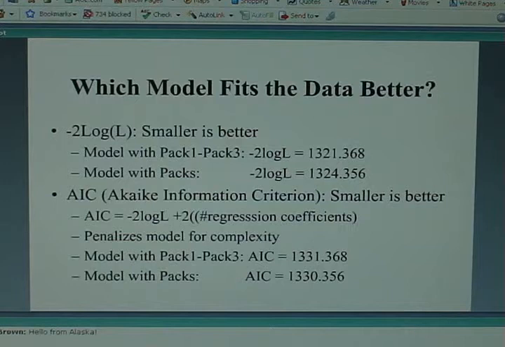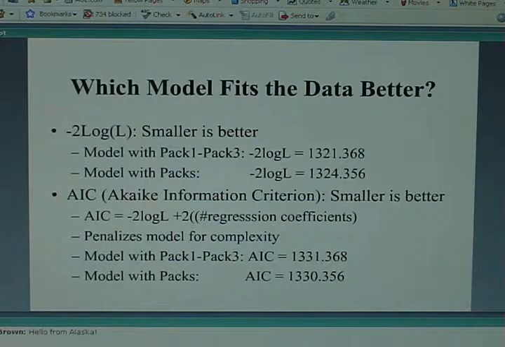For the model with packs and male, it's smaller, 1330. So using this criteria, the AIC would suggest that the second model is the better model to use. As a general rule, if you're comparing two different models to be your candidate for the final model, there's more statistical justification for comparing the AICs rather than the -2 log L. So statistical theory suggests that the AIC should be chosen. And if that was the case, you'd make your final conclusions on the second of the two models I just talked about.